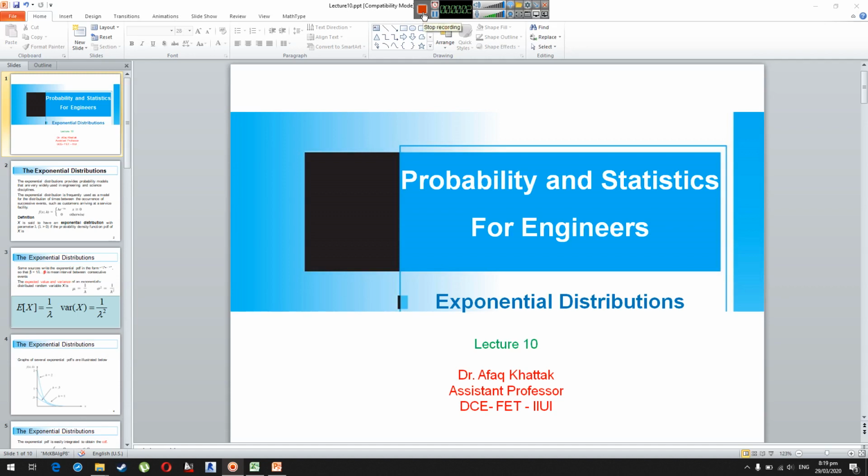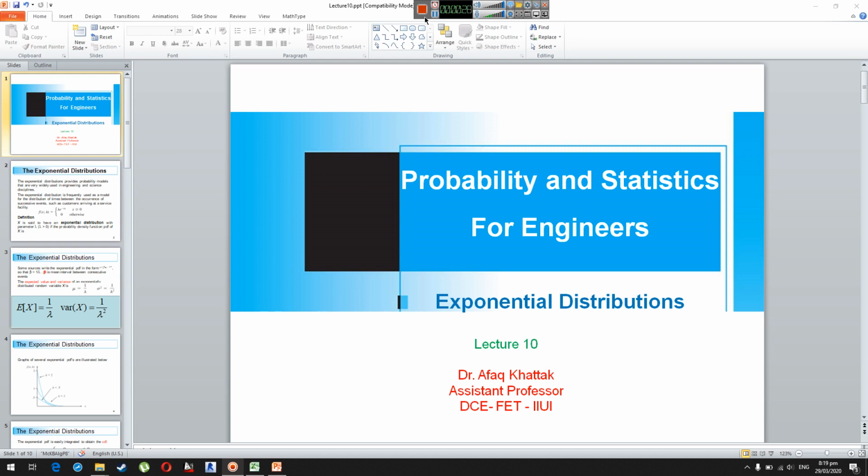Rahim. So we have a course, Probability and Statistics for Engineers. Today's lecture number 10, and the topic is exponential distribution. We are already discussing different types of probability distributions. We have already discussed the uniform distribution, binomial distribution, Poisson distribution, and now we are going to discuss exponential distribution.